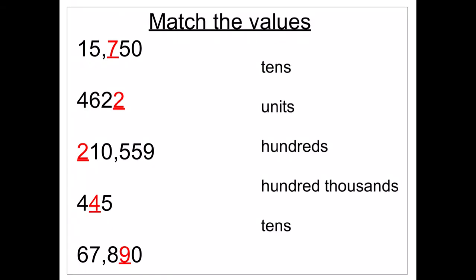Match the values. So we've got numbers on our left with a selected number in red. You have to match that value of the number in red to the labels that are on the right. We'll do the first one together. So my 7, we begin from our right side. We've got units, tens, hundreds. So that 7 is in my hundreds, so I can match it up with my hundreds. I would like you to do the 4 remaining questions and then come back to check.